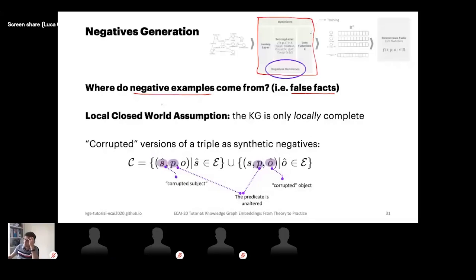So to overcome that problem, because if the ultimate goal of our models is being able to tell true facts from false facts, we need to train them with false facts, right?